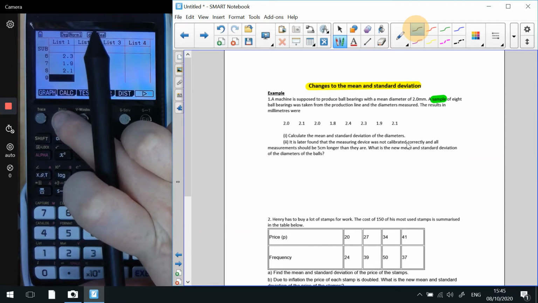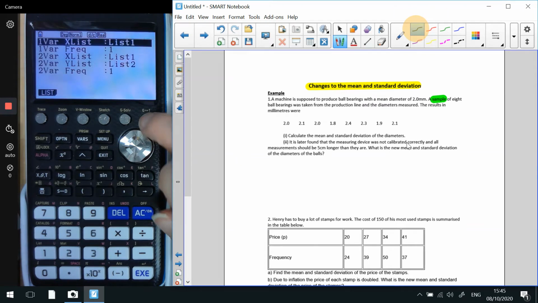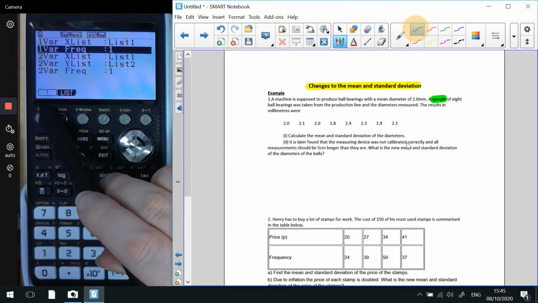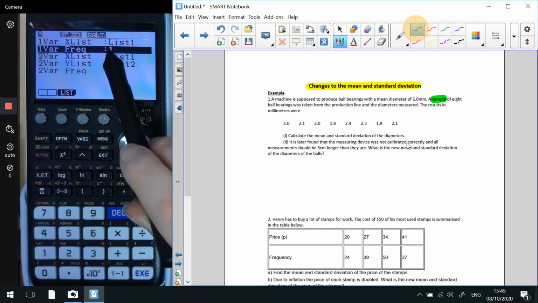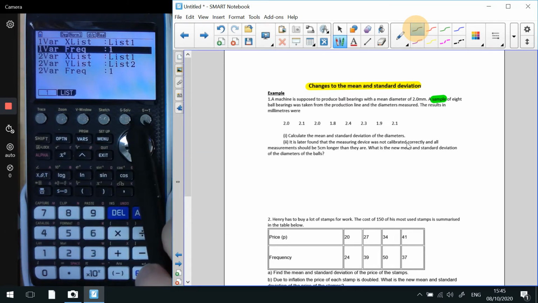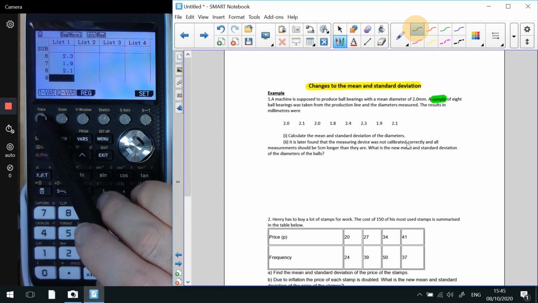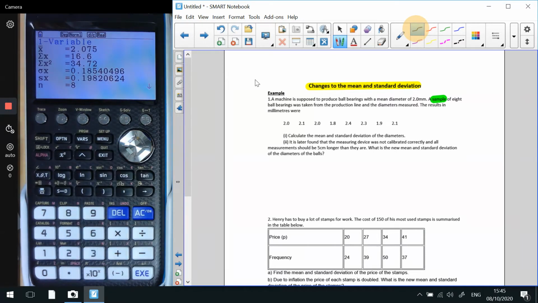Remember that we go into calc, set, and because we have a list of values, that means that we don't have any frequencies, so we want that to just say 1. If you don't have a 1 there, then you just click F1 and it'll come up. Then we click exit to go back, and we only have one variable, which is the diameter of the ball bearings, so we go into 1 var. So for our first question there, our mean is 2.075 and our sample standard deviation is 0.1982064, because we were told here that we had a sample.